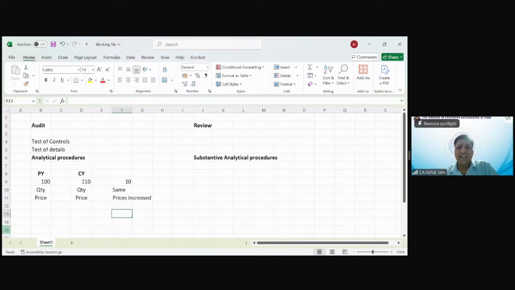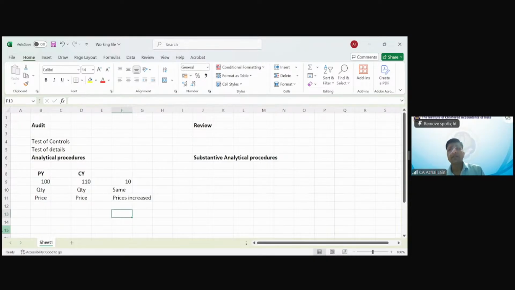So then you go to the management, the client personnel, you ask them these questions, why this 10% has gone up. So they have explained that the quantity has remained same, but during the year prices have increased. So you are involved in more of inquiries in this case because your objective was not to check yes or no. So you obtained the data, calculations you did on your own, but then you ask the management, why is it changed? Okay, so it's an inquiry you have been performing. So it's more of inquiries you are doing in this case.